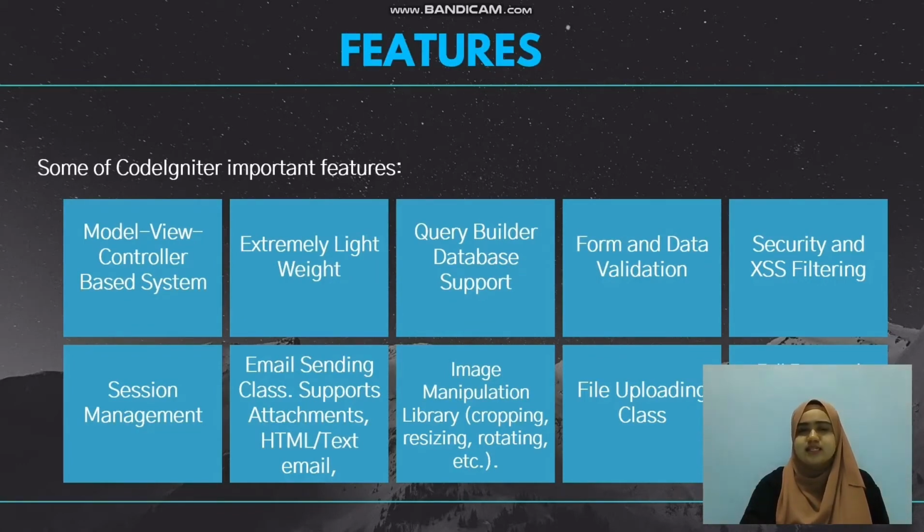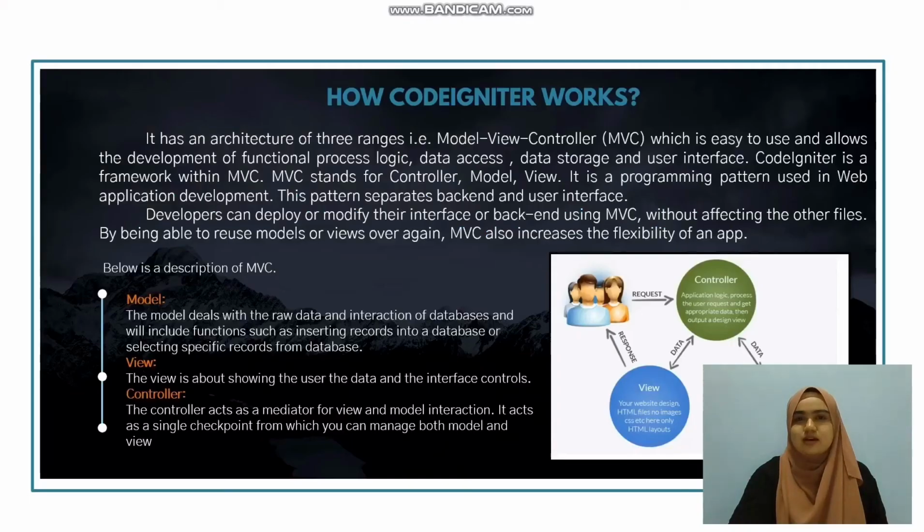Okay, next are the features of CodeIgniter. As we can see in these slides, there are many features of CodeIgniter such as a model view controller based system, extremely lightweight, query builder database support, form and data validation, and many more. But the one that we will highlight in this slide is the model view controller based system. This tutorial will be shown in the next video. Next, what is model, view, and controller? Model represents the data. The view is the rendering of the data suitable for interaction with the user. Next, the controller is the traffic code that passes the model data.